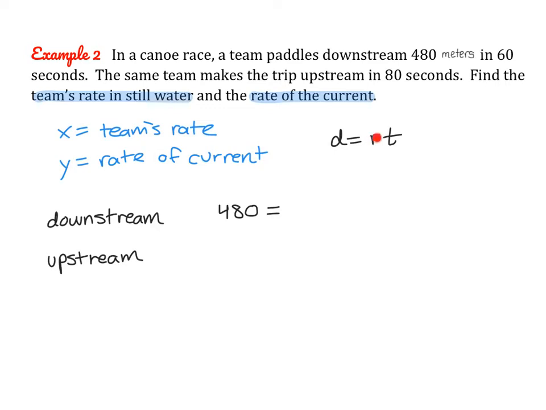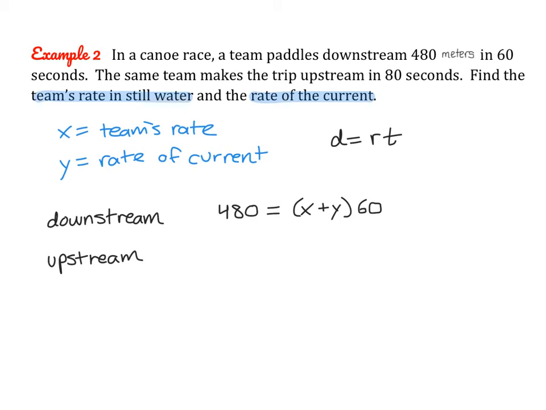Now describing the rate is where we just have to be a little bit careful. So remember when we're paddling downstream, we're going faster. So we actually do the rate of the canoe, so x, and then the current is actually making you go faster. So the rate is actually x plus y. So remember we're traveling with the current. So it's the speed of the vessel alone plus the speed of the water. And then the time, they say, is 60 seconds. So equals 60.